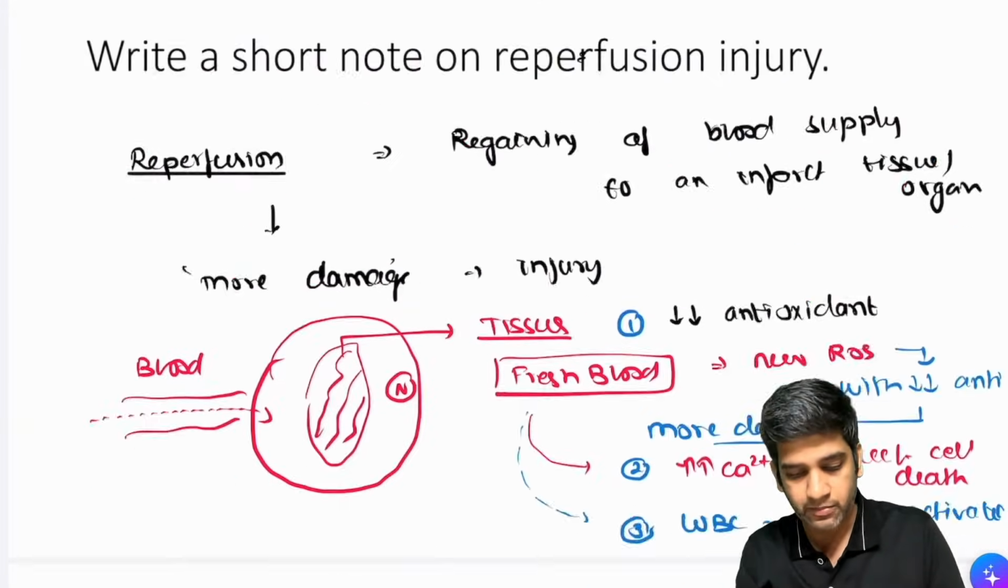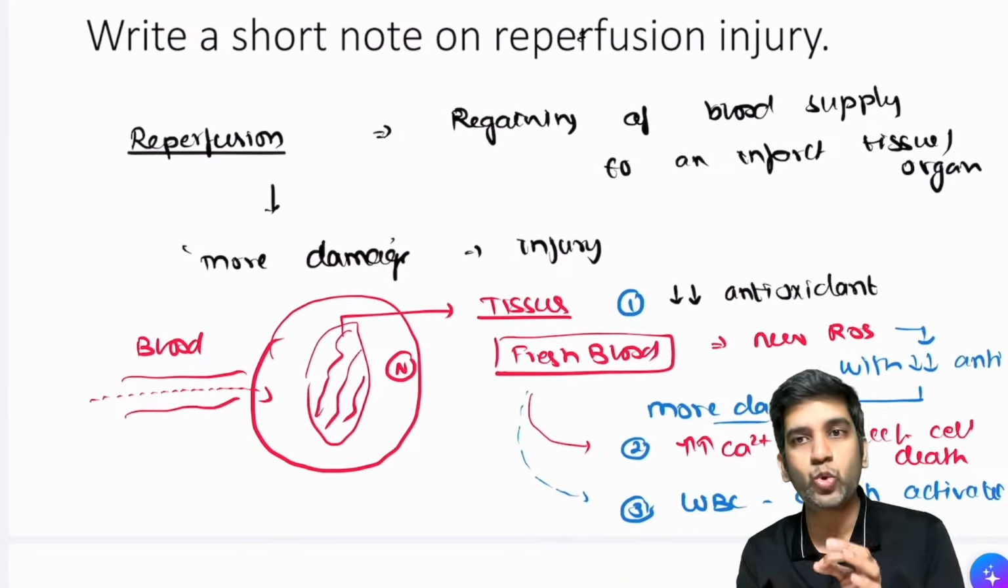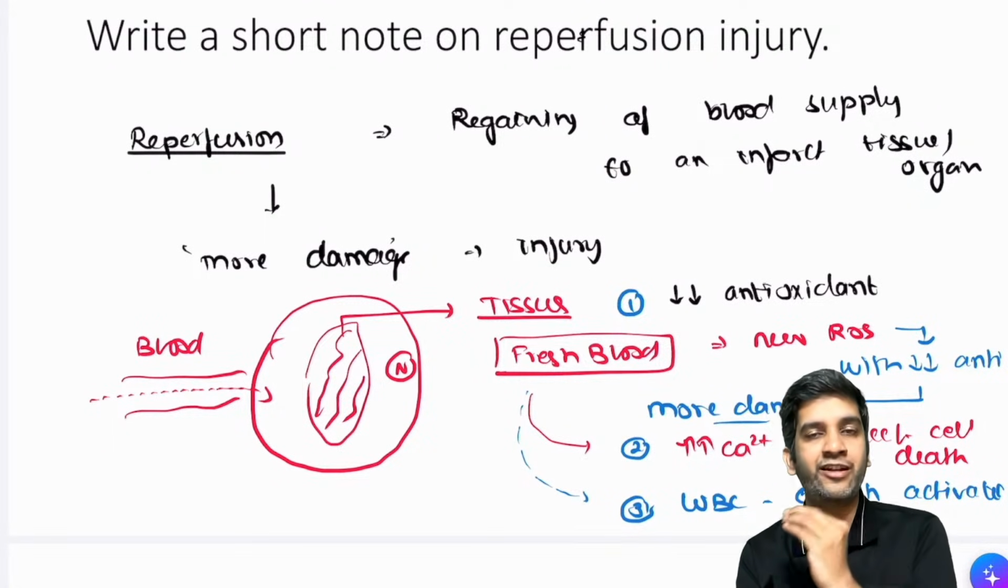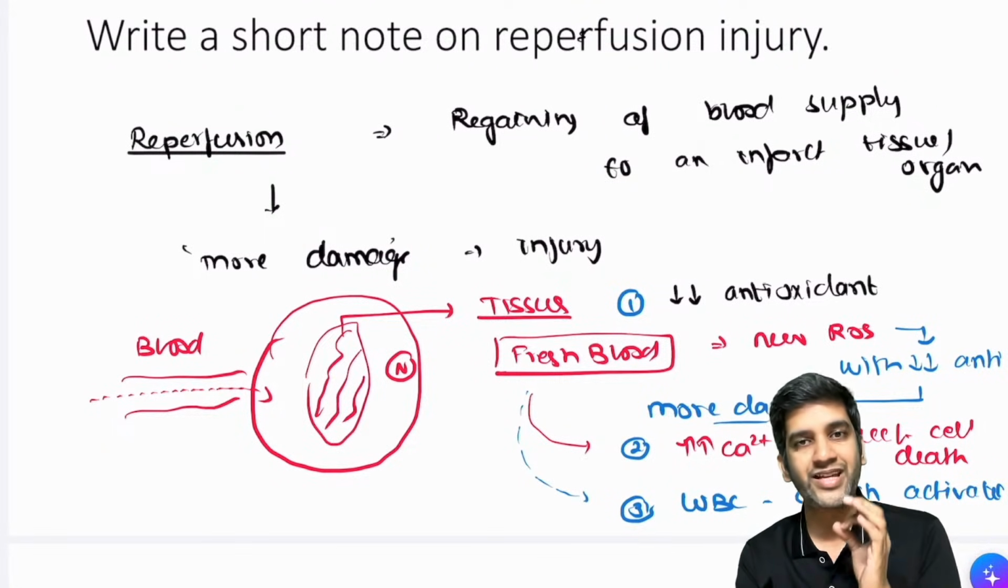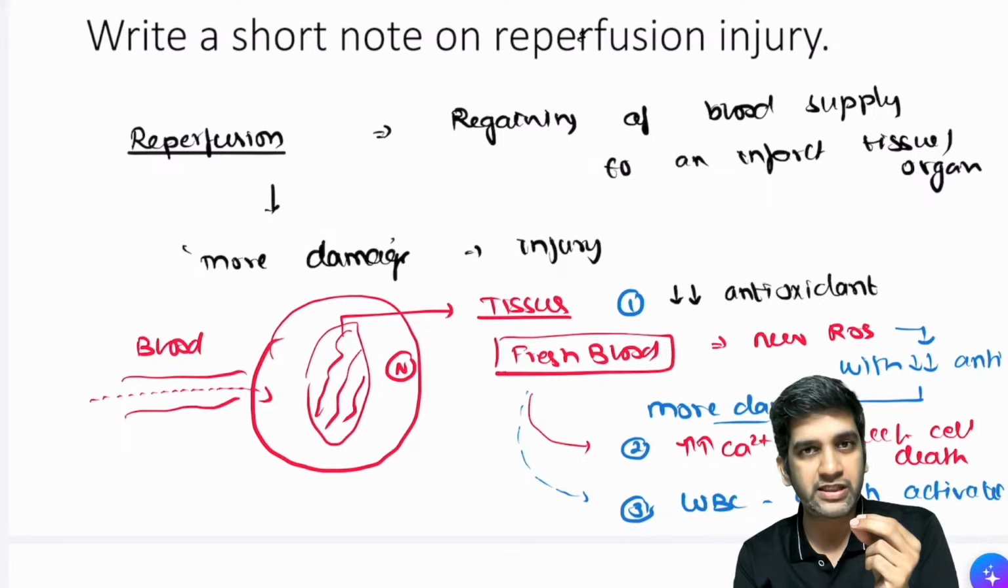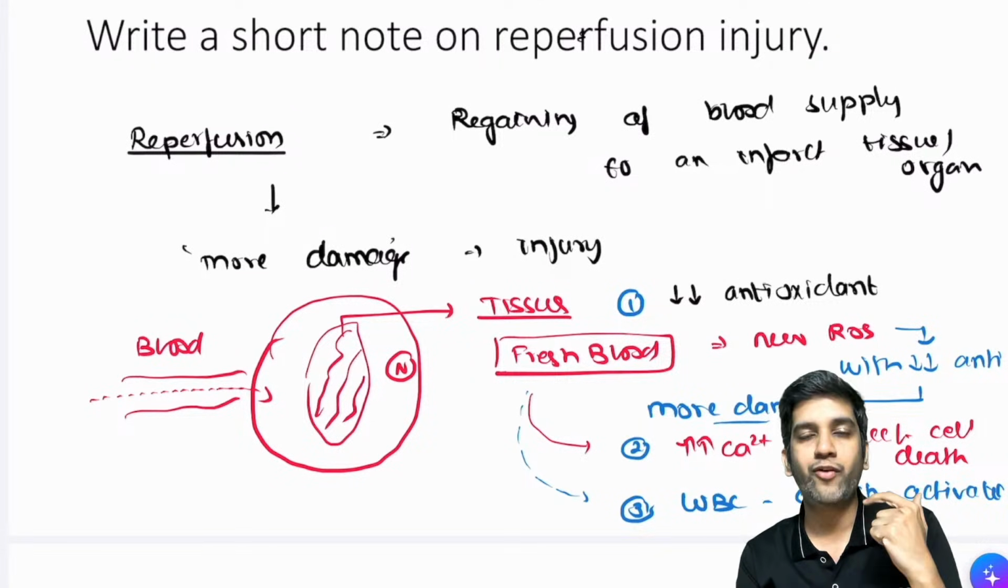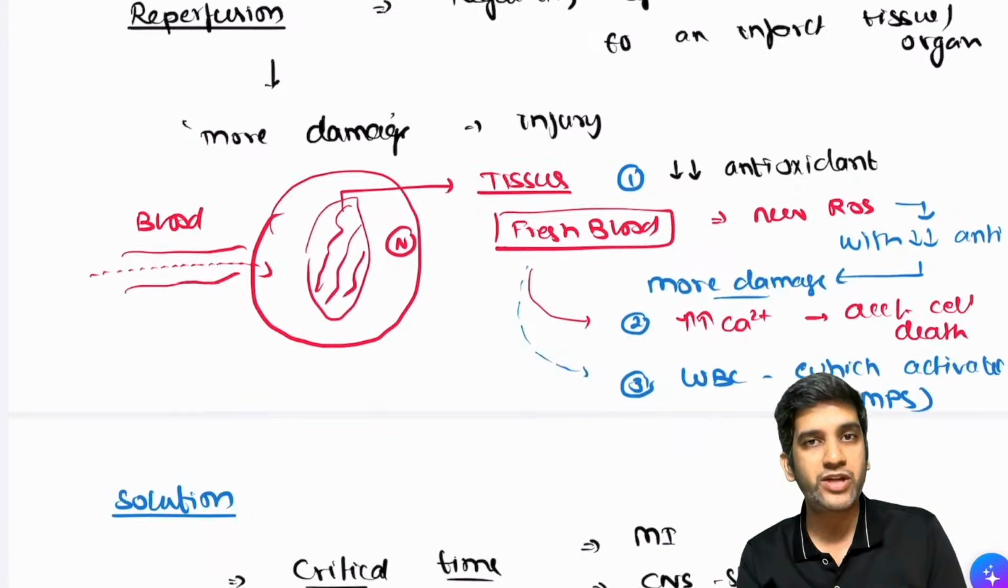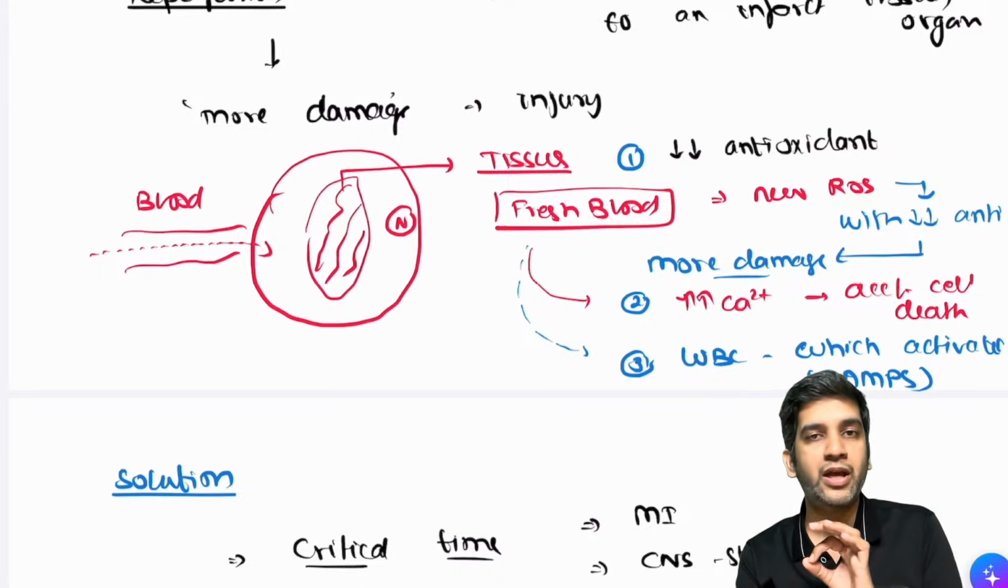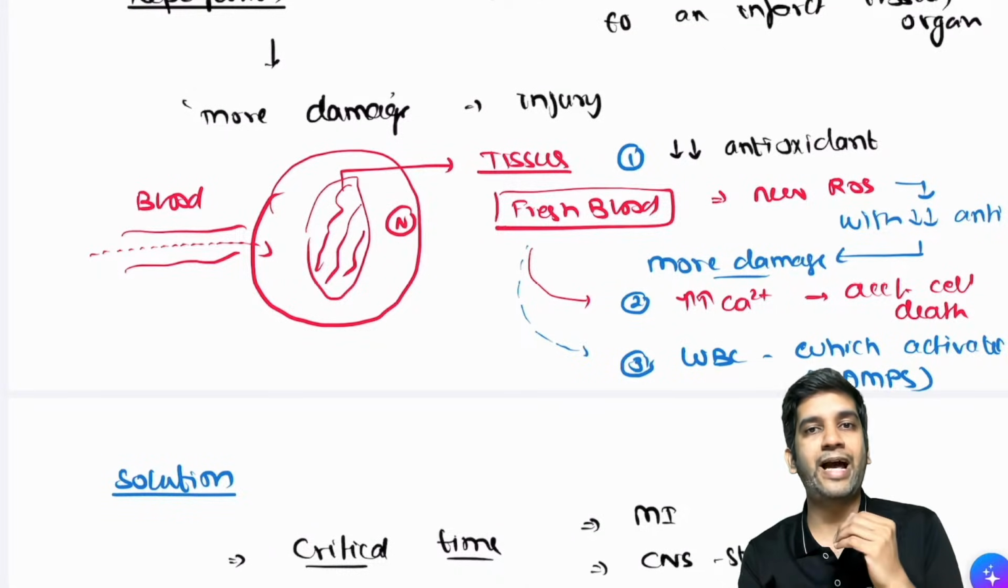Reperfusion injury is nothing but an injury which is due to regaining of the blood supply to an infarcted or an ischemic area. The reason is simple. If I'm going to regain the blood supply via pharmacological or surgical methods, it's going to cause new reactive oxygen species, new calcium, and new WBC. All of them are going to damage the tissue more.